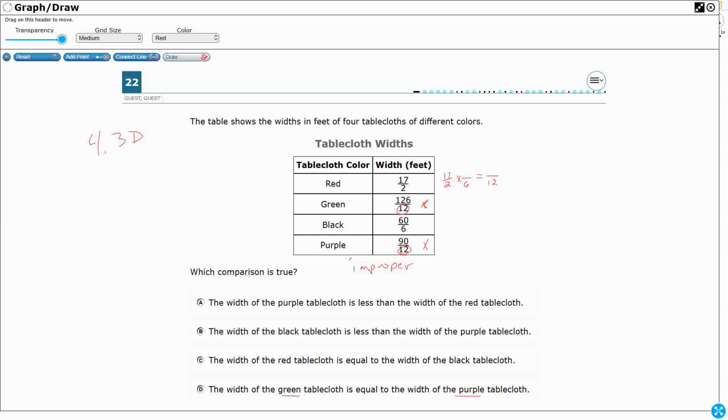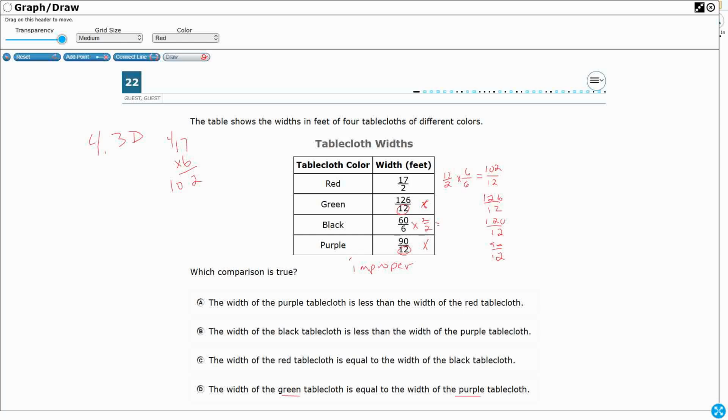2 times 6. So that's going to be 17 times 6. I have to do a little math over here on the side. That's 102. 102 twelfths. Okay, this green is 126 twelfths. And this 60, I can just double that, right? Look at that. Double that, and that's going to be a pretty easy 120 over 12, and then I've got 90 over 12.